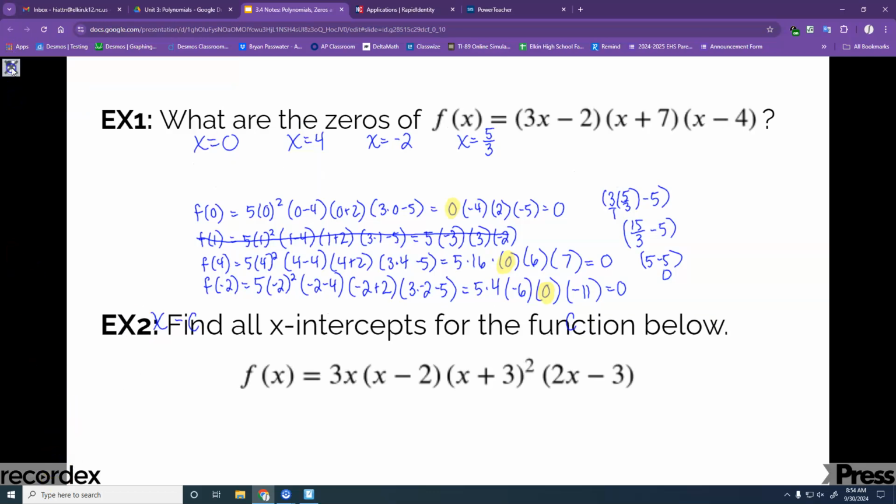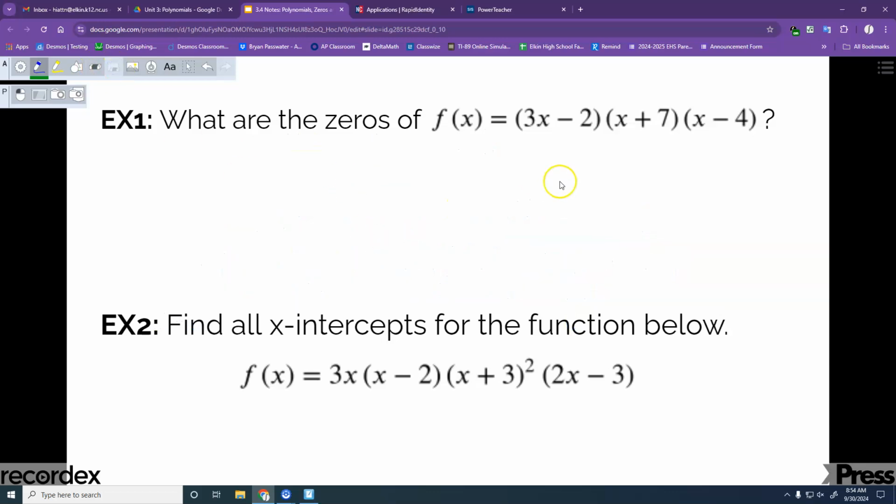So, if I have a problem like this, f of x equals 3x minus 2 times x plus 7 times x minus 4, and they say, what are the zeros of this equation? Okay. First of all, you can use Desmos for this, and I'll show you how here in a second. But if it is already factored, solving it by hand is really easy too. If I were doing this, I would probably just solve it by hand, although I might check it on Desmos.